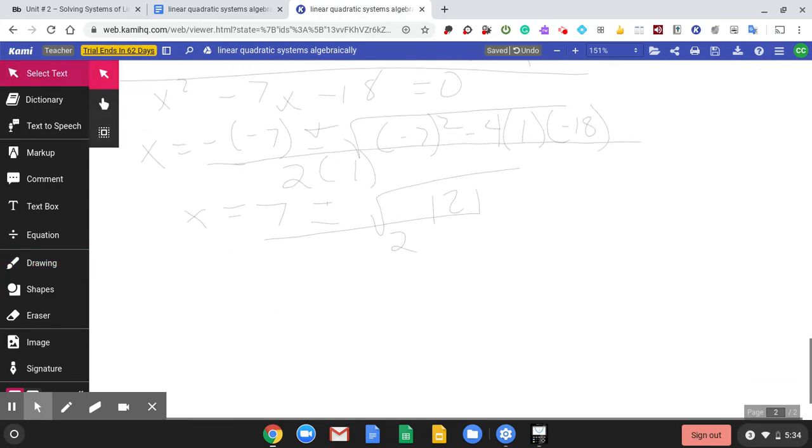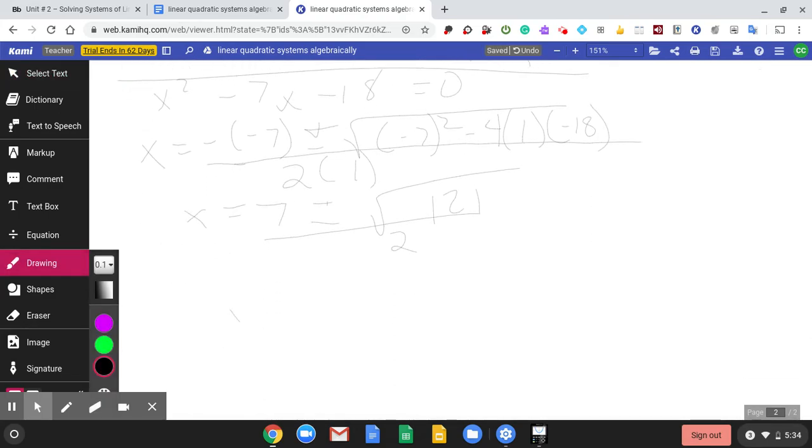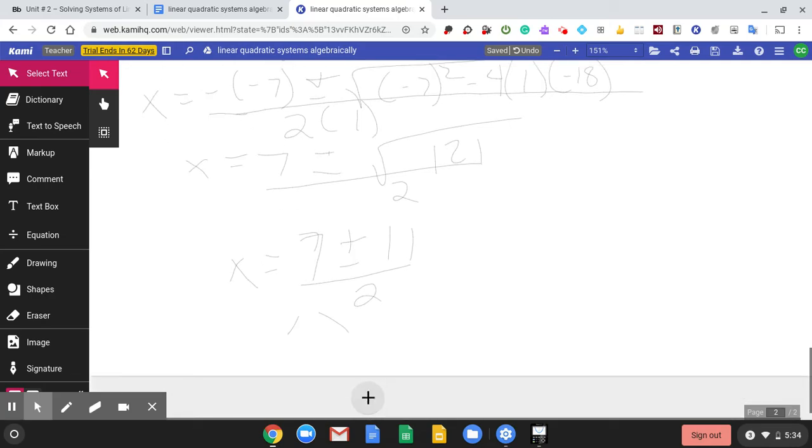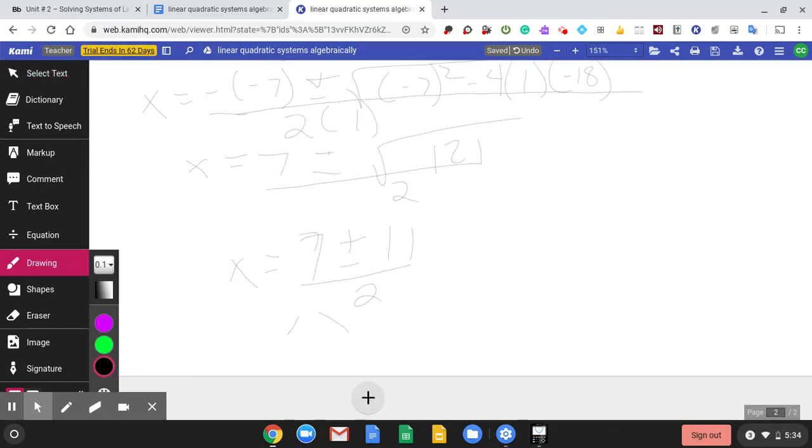Let's go down a little further. We get x equals 7 plus or minus 11 over 2. So what that really leaves me with is two answers. X would equal 7 plus 11 divided by 2. So 7 plus 11 divided by 2, that's 18. Divided by 2 is 9. 7 minus 11 is -4 divided by 2 is -2.